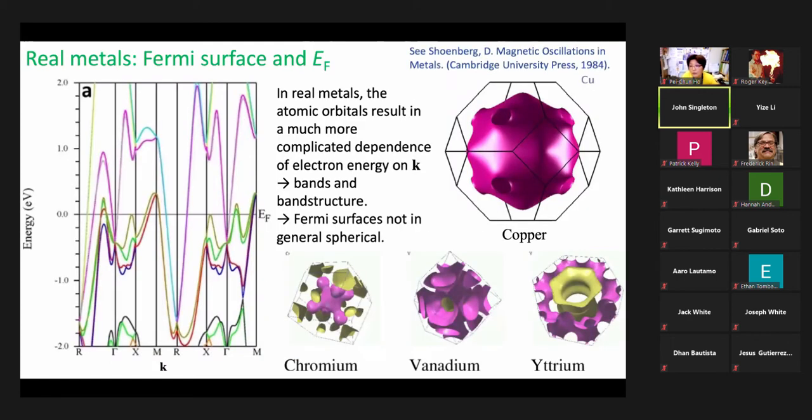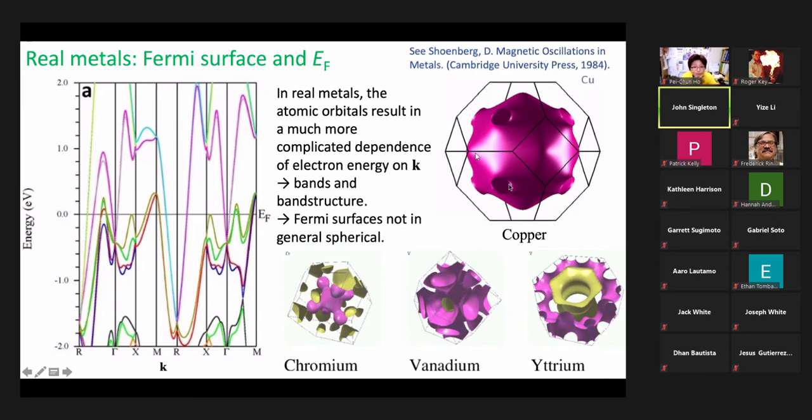Of course, in real metals, the energy is a more complicated function of the wave vector than the one I gave you earlier. In real metals, the atomic orbitals result in a much more complicated dependence of electron energy on wave vector. Here's one I looked at recently. This is the topological material, gold beryllium. And you can see the bands are going up and down, they're crossing the Fermi energy. So if you can imagine that as a function of k space, it is making all sorts of little pockets and things.